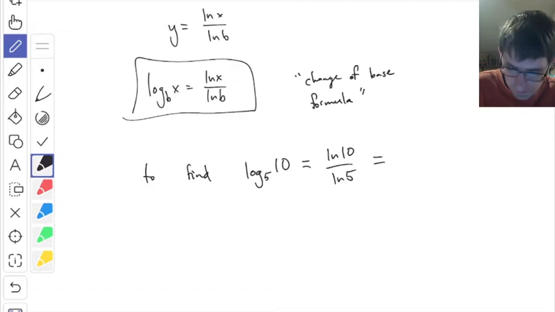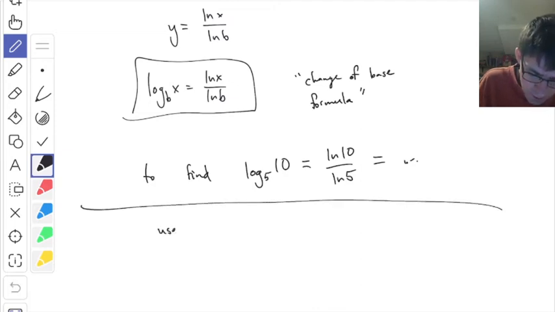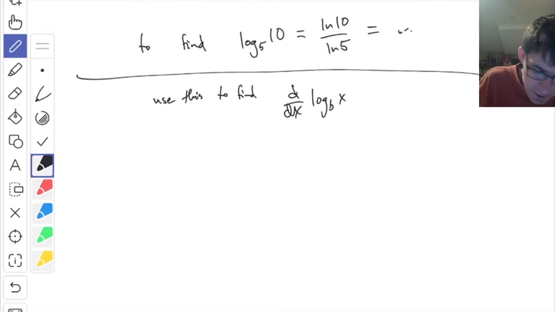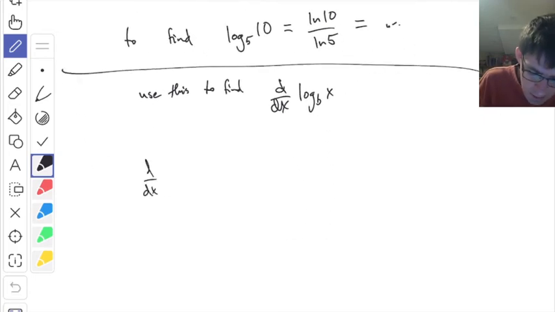All right. I'll just put some scribbles there. Whatever the answer is, that's what the answer is. Okay? The change of base formula. It comes up fairly often. Actually, we can use the change of base formula to find the derivative of the log. So use this to find the derivative of log base b of x. Because you can just rewrite that log base b in terms of natural logs, and we already know how to find the derivative of natural logs. So this is the same as the derivative of ln x over ln b, right?